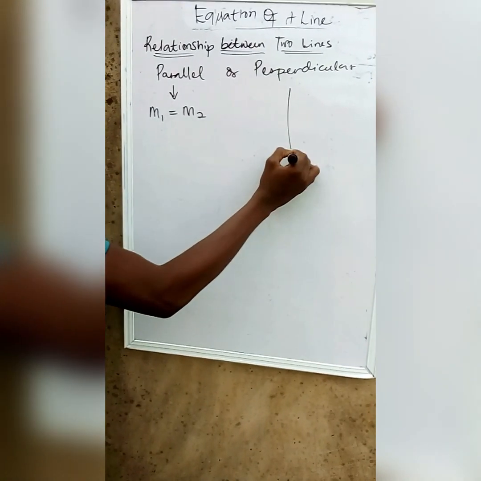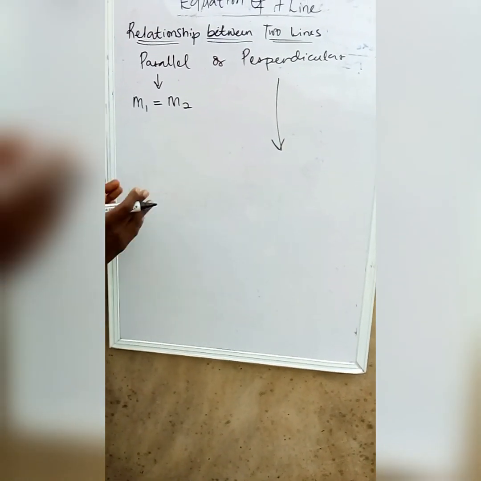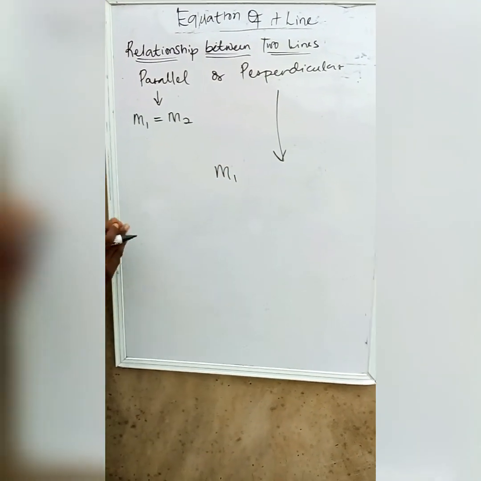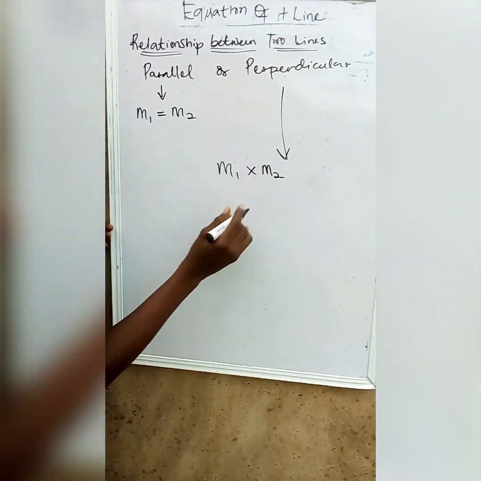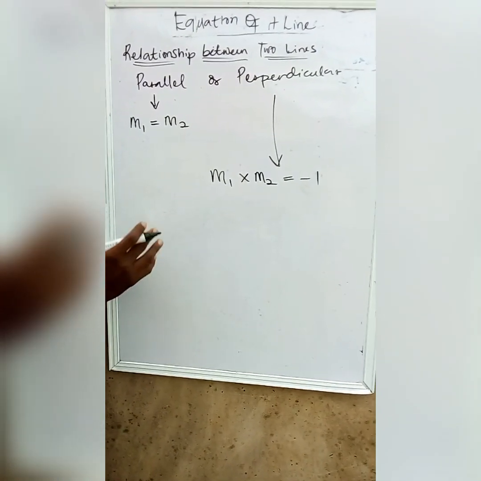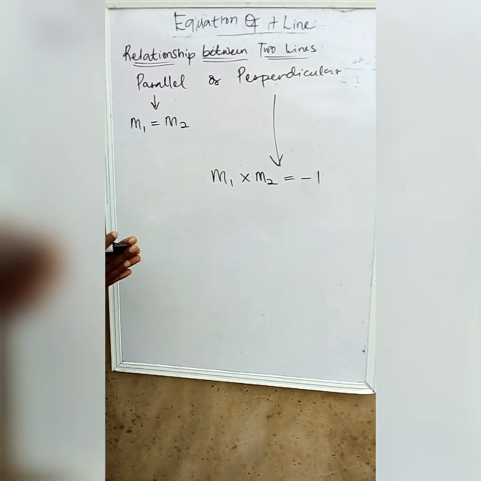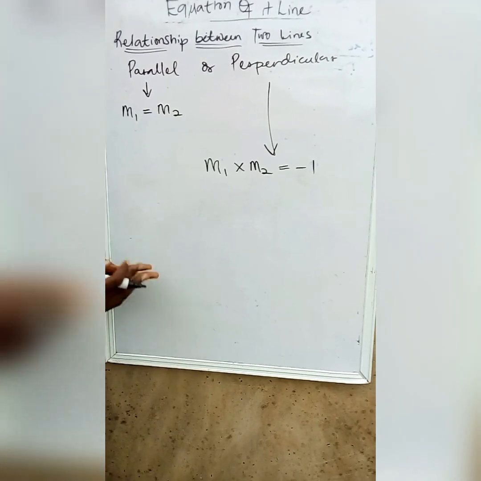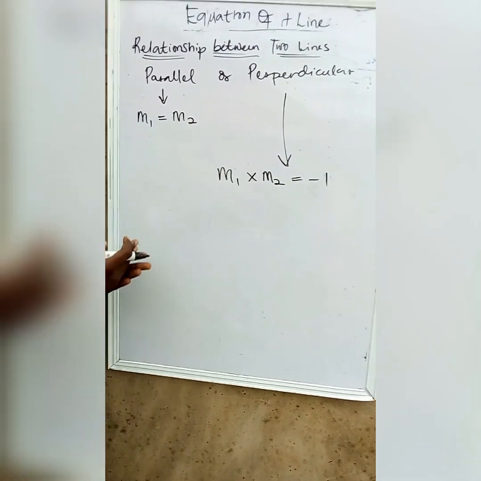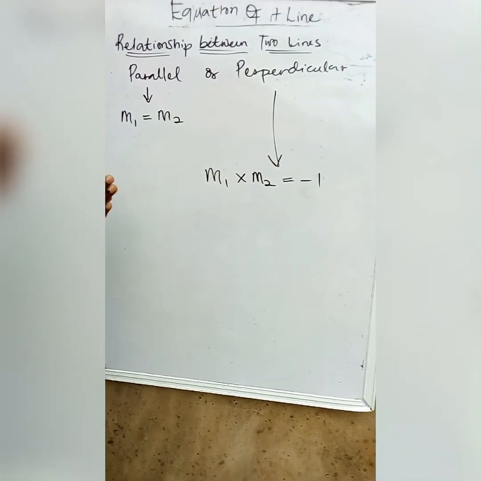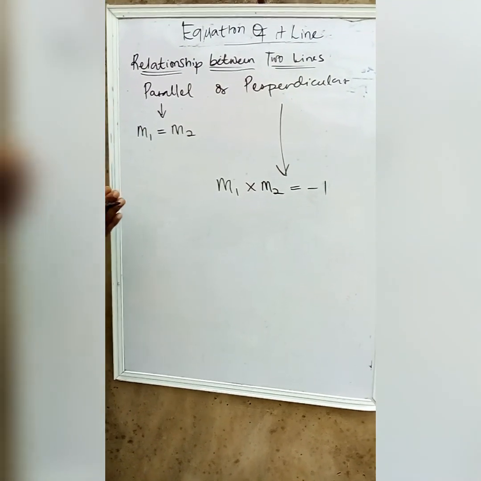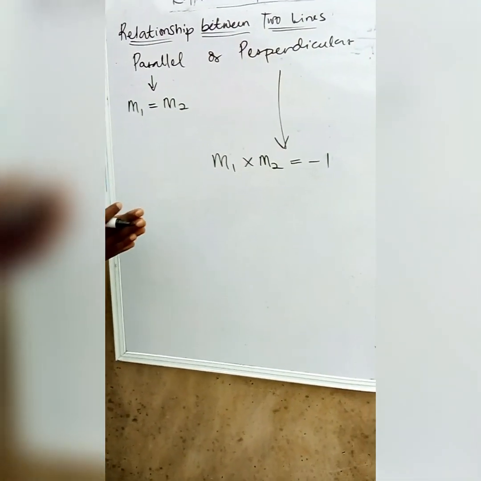Now, when lines are perpendicular, the product of their gradients is equal to minus 1. m1, the gradient of one, multiplied by m2, the gradient of the other one, is always equal to what? Minus 1. So that's the relationship between two lines. So you can be given questions to find the relationship between two lines from 2 points. So just know that when lines are parallel, m1 is equal to m2. When they are perpendicular, the product of their gradients is equal to minus 1.